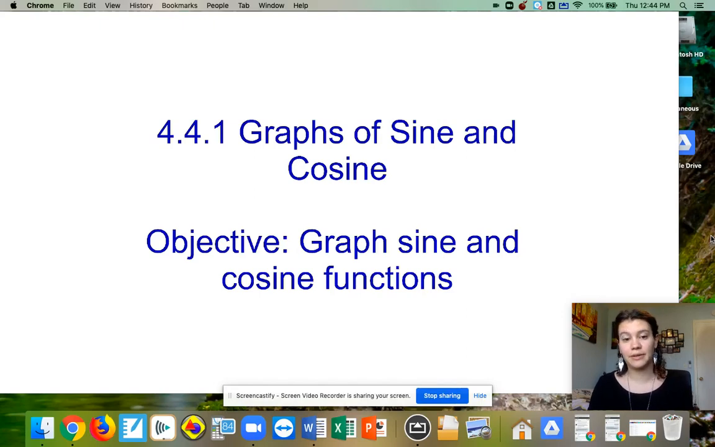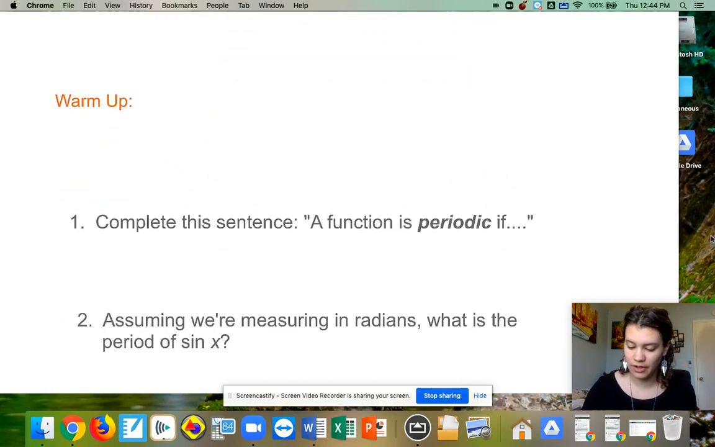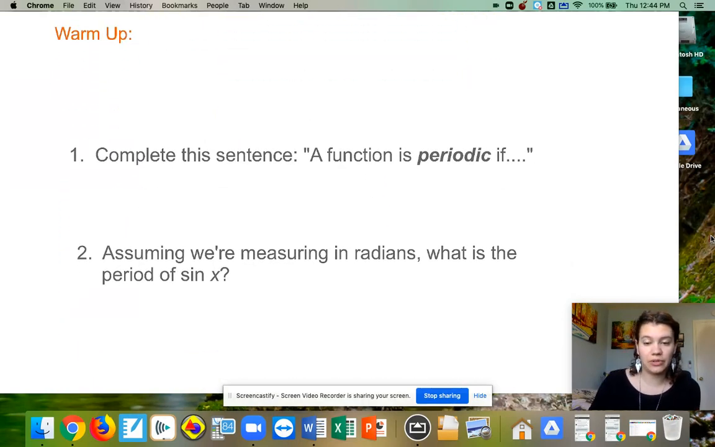So the video today is going to be about graphing sines and cosines. As a warm-up, decide what your answers are to these two questions, and then I'll talk through them.